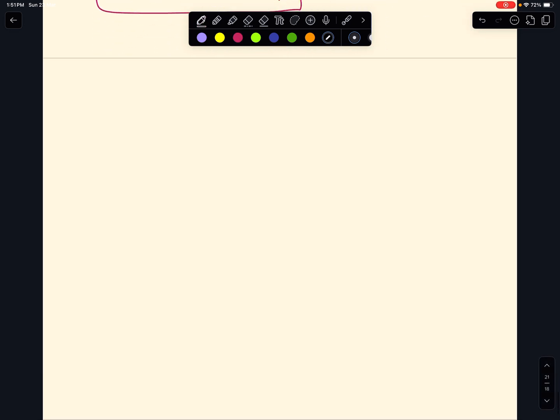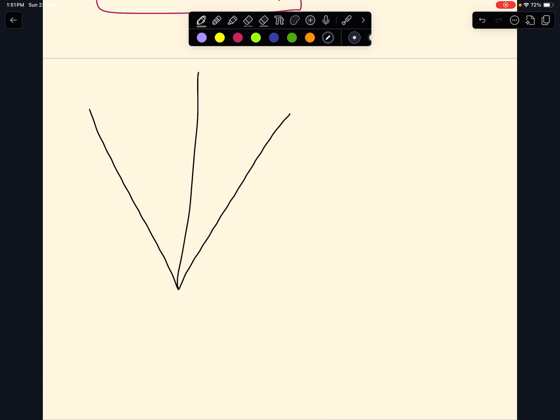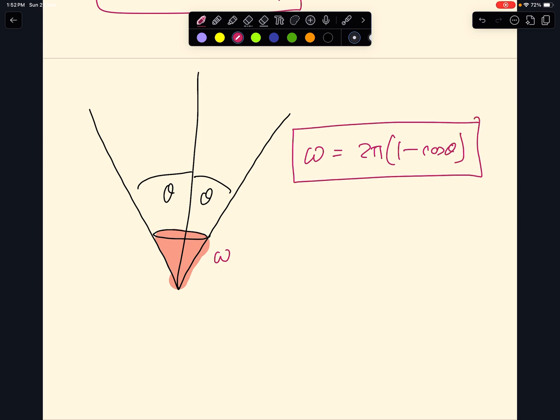That means if you have a cone, the semi-vertical angle of the cone is theta. So this solid angle omega is given by omega equal to 2 pi into 1 minus cos theta. So this is the relation between plane angle and solid angle.